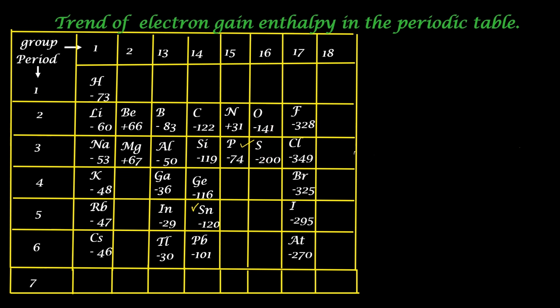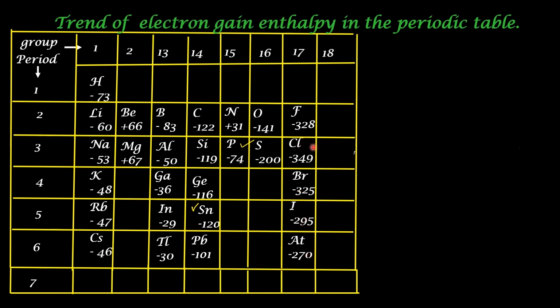Let us take up group 17, that is halogens. You can note the electron gain enthalpy of chlorine is more negative than that of fluorine. Fluorine belongs to the second period and chlorine belongs to the third period. Due to absence of d orbitals, the second period atoms are in general very small. For the rest of the elements in the group, the electron gain enthalpy becomes progressively less negative.